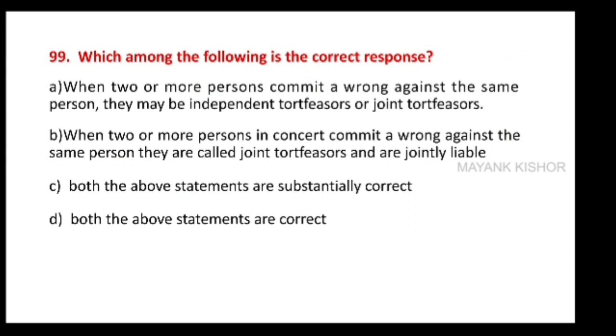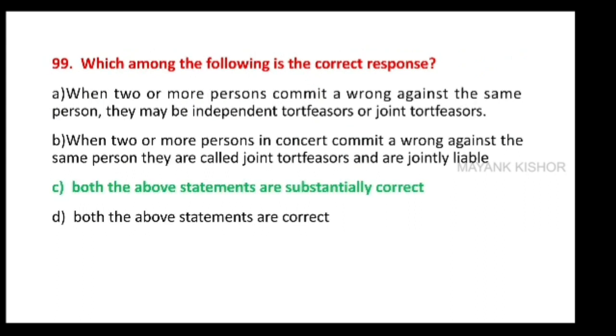Which among the following is the correct response? Option A when two or more persons commit a wrong against the same person, they may be independent tortfeasors or joint tortfeasors. Option B when two or more persons in concert commit a wrong against the same person, they are called joint tortfeasors and are jointly liable. Option C both the above statements are substantially correct, and option D both the above statements are incorrect. And the correct answer is both the above statements are substantially correct.